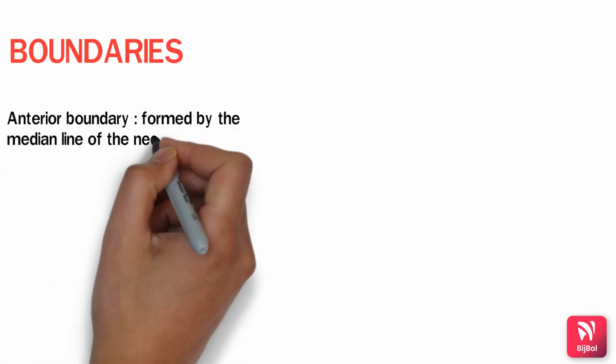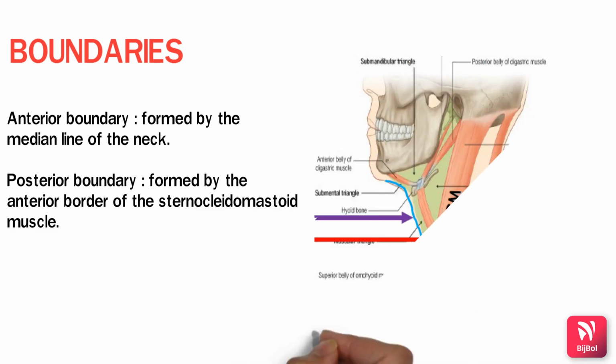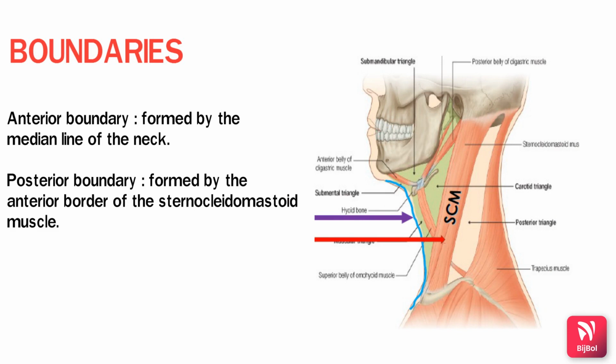The anterior boundary is formed by the median line of the neck, whereas the posterior boundary is formed by the anterior border of the sternocleidomastoid muscle. The blue line indicates the anterior boundary, that is the median line of the neck, whereas the red arrow indicates the anterior border of the sternocleidomastoid muscle, which is the posterior boundary.